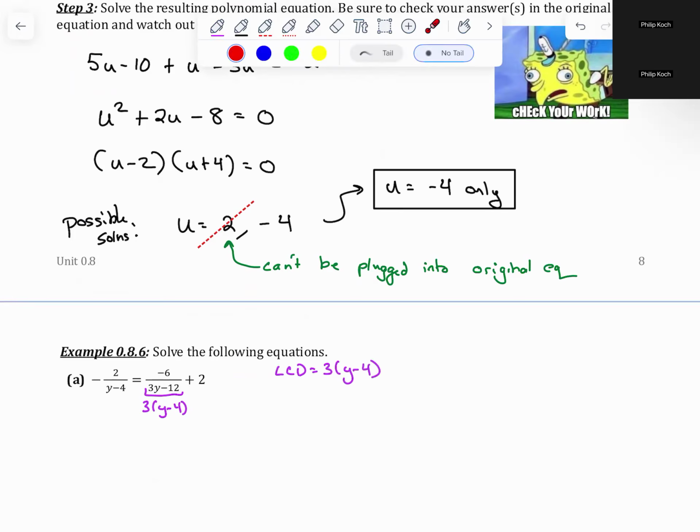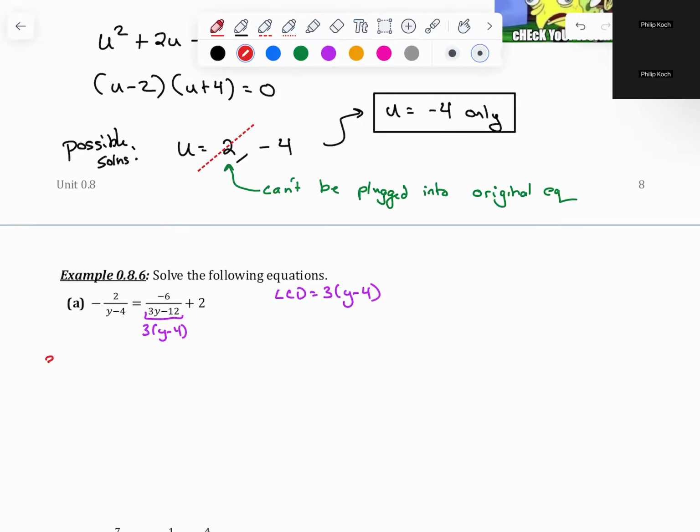Because we need all the factors of the denominators present. One denominator has a 3 present, so 3 has to be part of the LCD. Two of them have a y minus 4, so y minus 4 needs to be part of it. And that's it. 2 is technically 2 over 1, so it doesn't add anything to the LCD. So we will multiply both sides by that value.